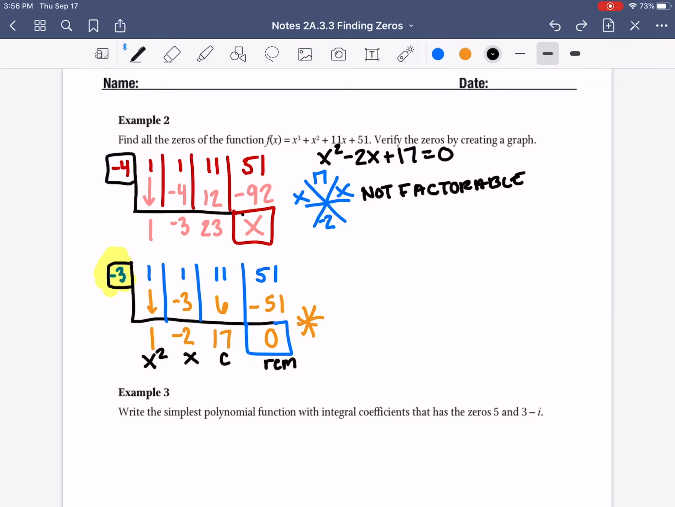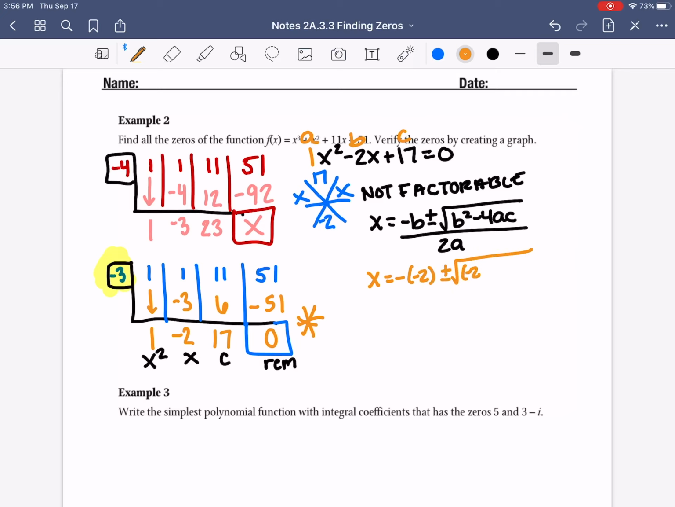So we're going to use x is equal to negative b plus or minus the square root of b squared minus 4ac, all over 2a. This is on the back side. I forgot to mention that, but it's on page 92, example 2. Hopefully you guys are able to find it. So my A is the number 1, my B is negative 2, and my C is 17. So x is equal to negative, B is negative 2, plus or minus the square root of B, negative 2, squared minus 4 times A, which is 1, times C, which is 17, all over 2 times A, which is 1.